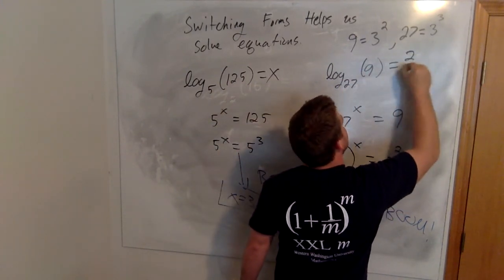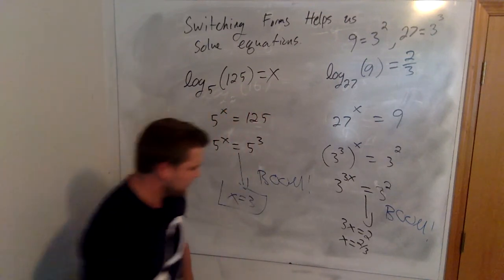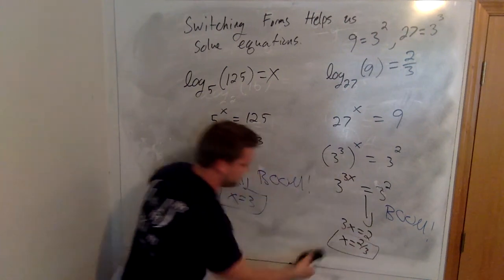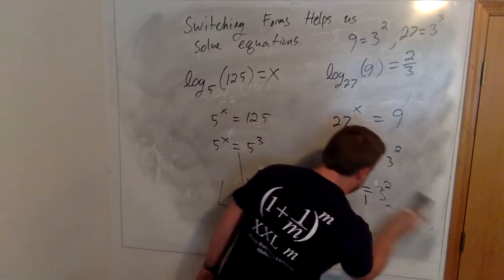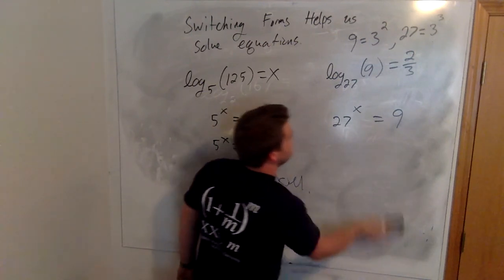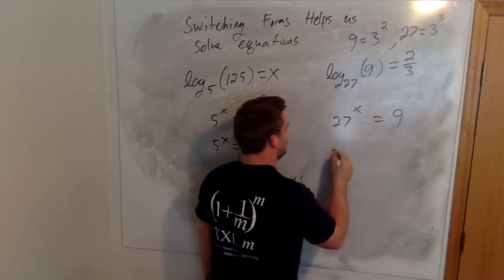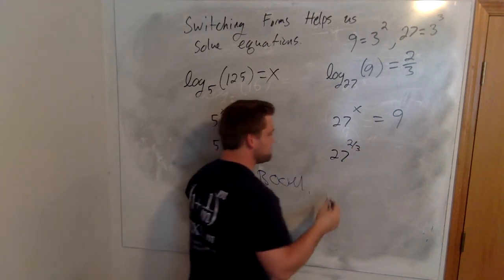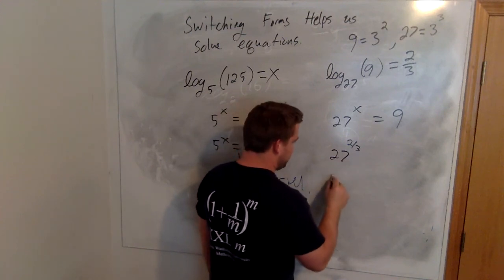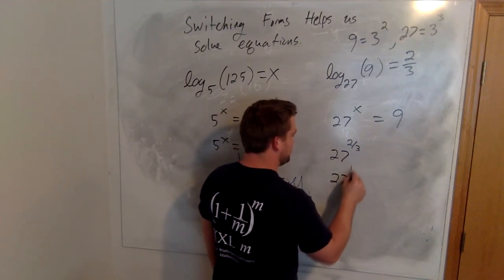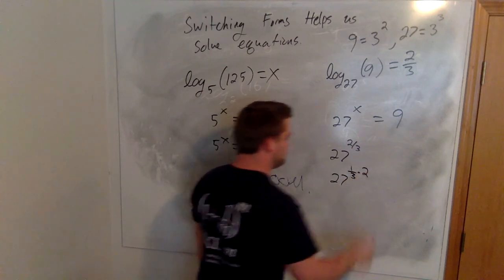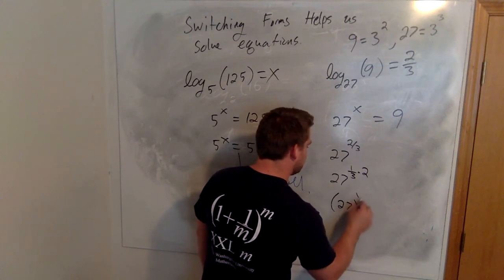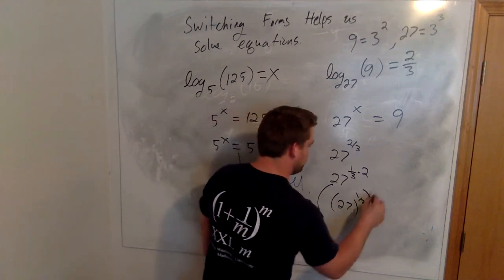Now let's think about why this makes sense. I'm going to erase a little bit of what we have here. I just want to make sure I'm boxing the correct answer. Okay, why does that make sense? Why is 27 to the 2/3 power 9? One way to think about this is that it's the same thing as 27 to the 1/3 times 2. But using exponent rules, this is the same thing as 27 to the 1/3 power being squared.